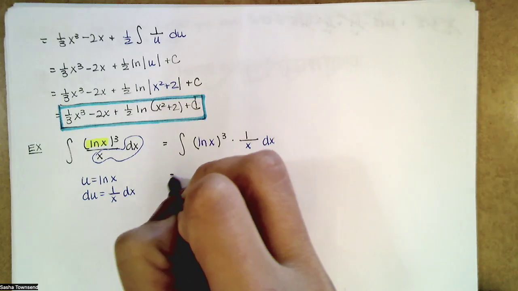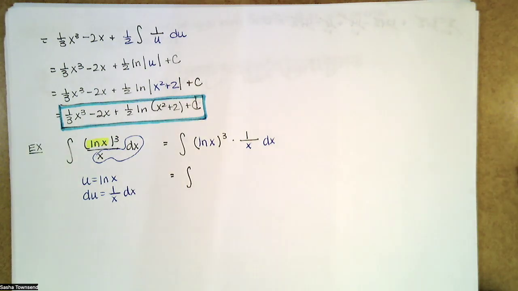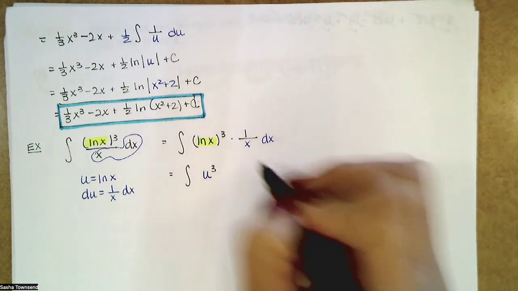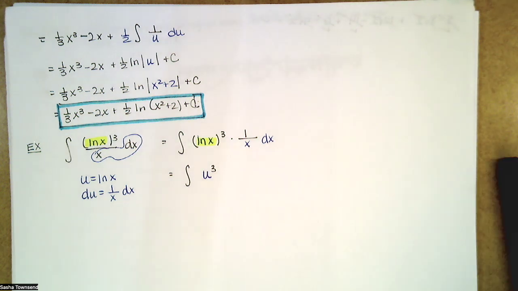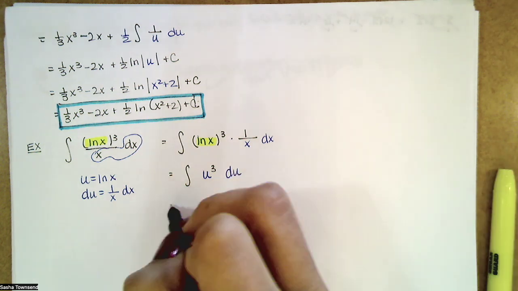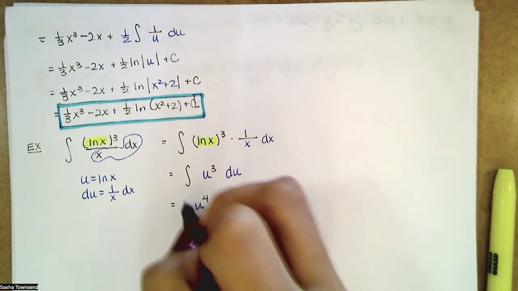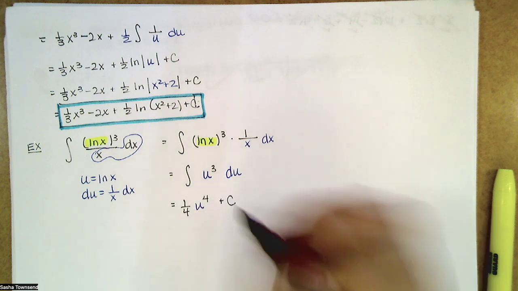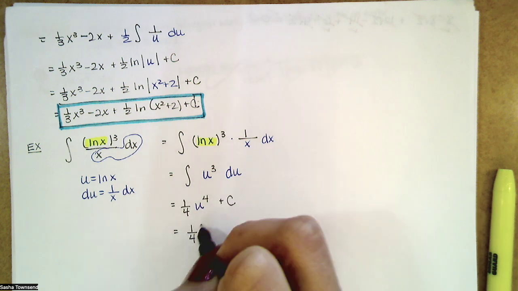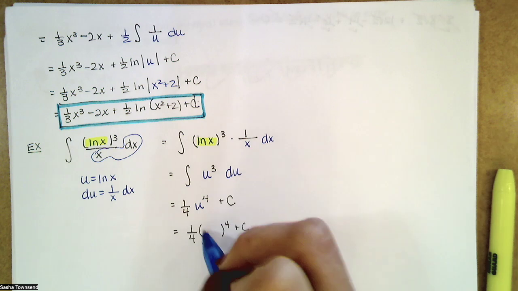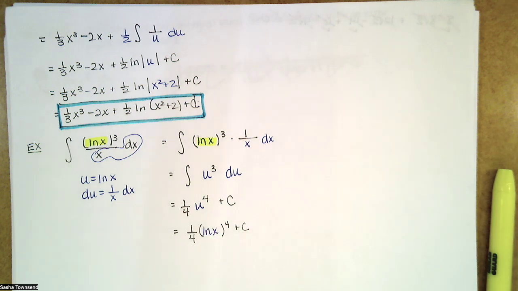Now we want to write everything in terms of u. So I've got natural log of x cubed is actually u cubed. 1 over x dx turns out to be du. And then we say, do I have a basic rule for that? And we do. So we add 1 to the exponent, and then we divide by the new exponent. Don't forget to add c. And then we replace u with whatever it was in terms of x. It was natural log of x. So we substitute that in. And that is our answer.